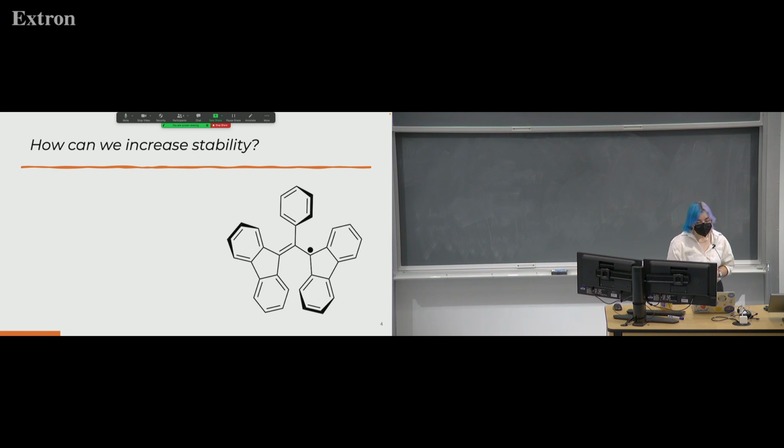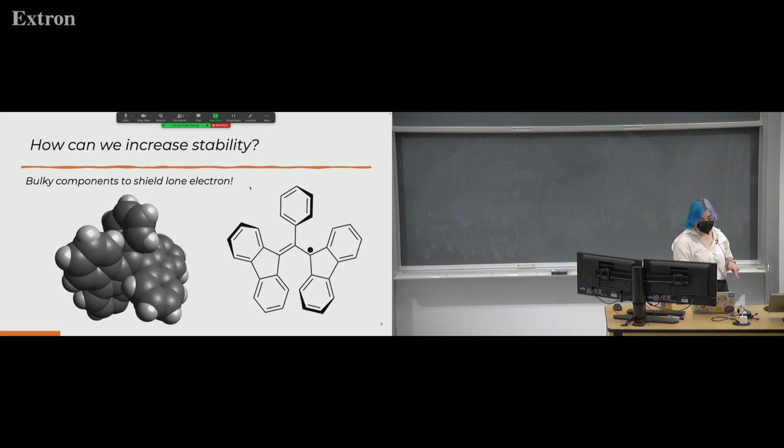A second way of increasing the stability of a radical is to stabilize the location of that unpaired electron. And so with this compound, we can see that we have these bulky side components that are producing a sort of shield around the lone electron on that central carbon. And so those bulky components are able to protect that electron from reacting with other compounds. So for instance, I have here a space filling model, which is essentially just a three-dimensional version of the radical structure on the right.